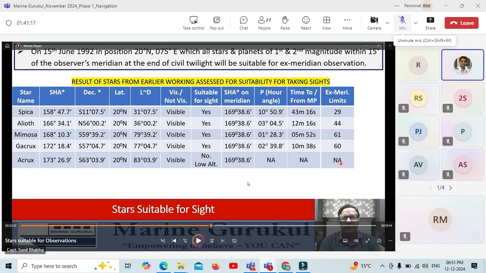That's right, beta. The meaning of this limit is that if Spica is up to 29 minutes away from us, we can use it for X meridian. If it is more than that, we cannot use it. So earlier we discussed this 43 minutes 16 seconds is from observer's meridian, right? Yes. How far away Spica is from our meridian? Spica is 43 minutes away from observer's meridian. Now we have checked what is the limit for Spica. The limit for Spica is 29 minutes. So is it suitable?